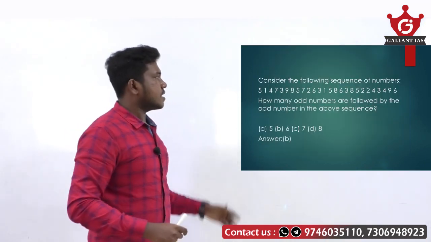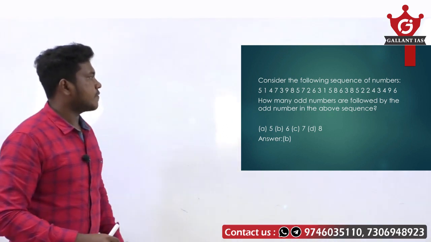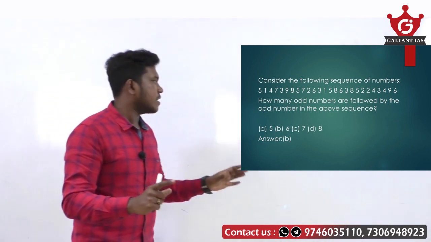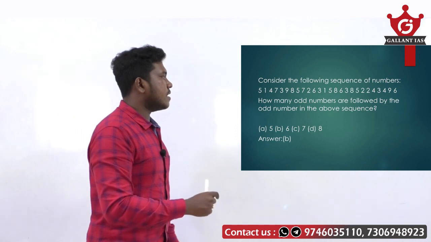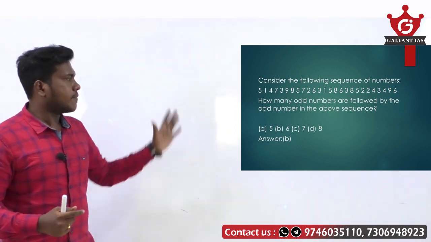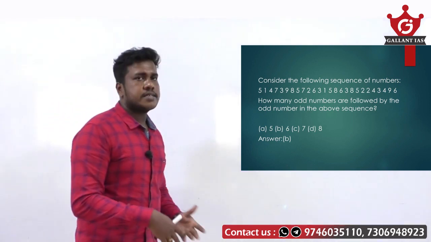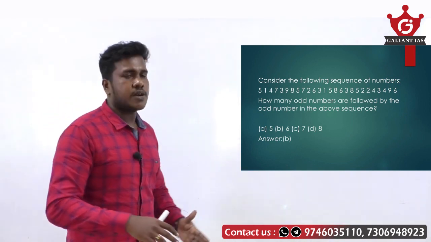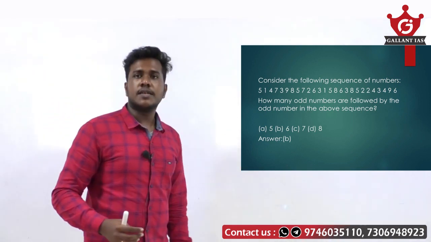Okay guys, now let's check the next question. Consider the following sequence of numbers. A sequence of numbers is given, and we need to find how many odd numbers are followed by the number in the above sequence. It's a very simple question, very easy. There is no shortcut method or anything. Just count it down and you will get the answer.